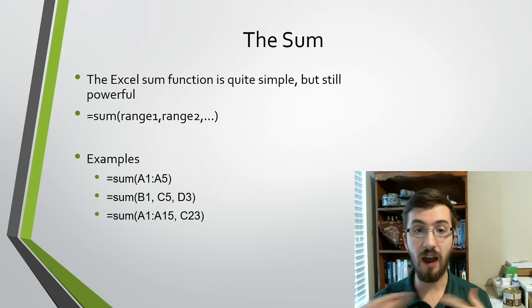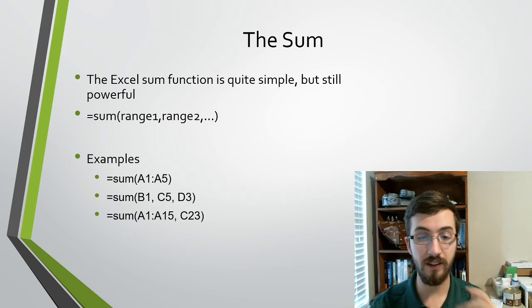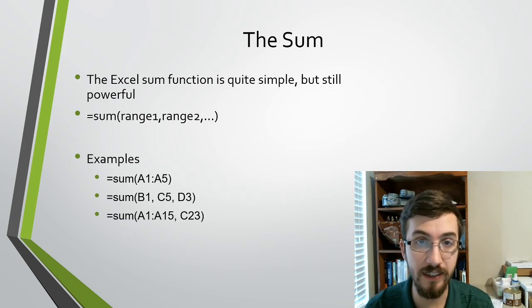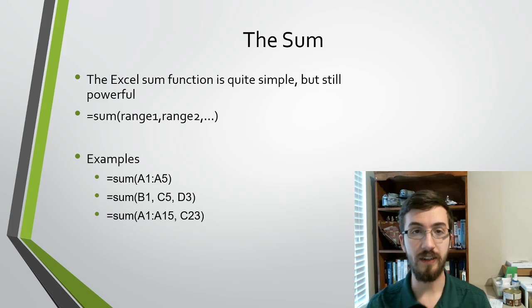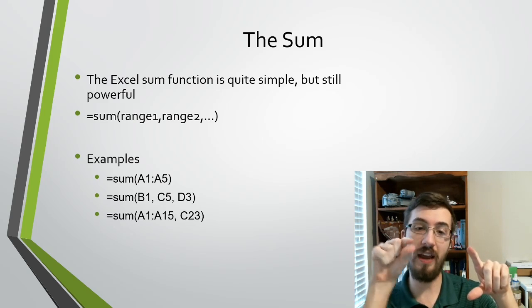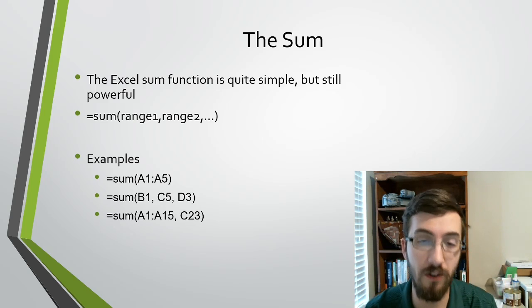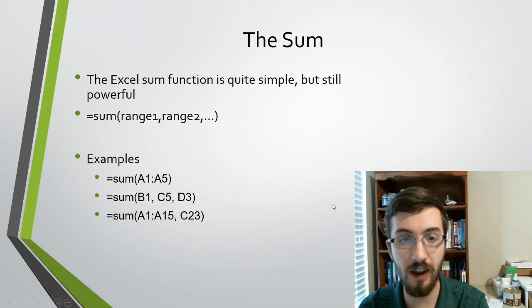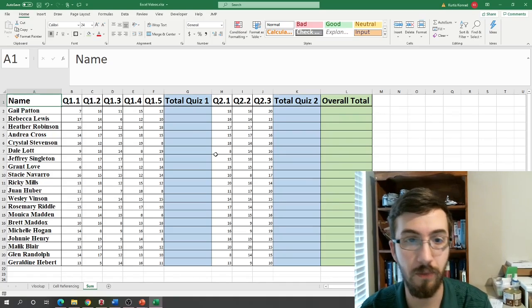Or you can do kind of a hybrid where you do something like this. Sum of A1 to A15, comma, C23. So you sum up that first row, or that first column of A1 to A15, and you add C23 to it as well. Alright, so let's go take a look at how we can use this in practice.